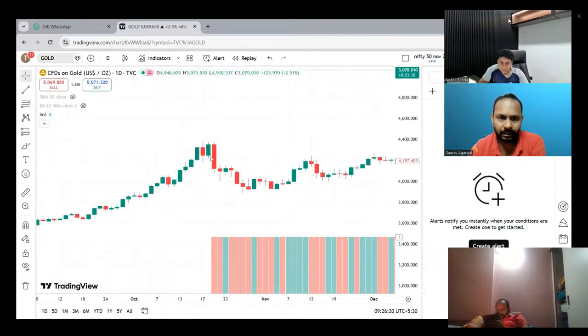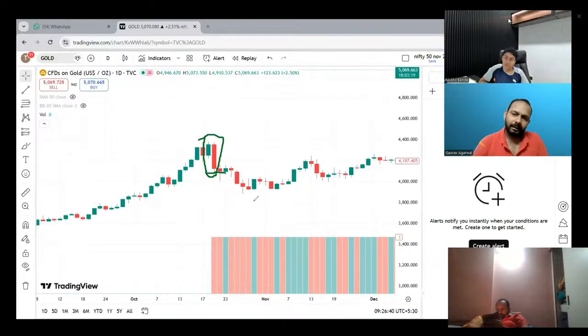See here, you can see that a big bearish engulfing has formed on the daily chart, right? So once it breaks this area, you can take a short position there for swing trades, maybe 4 or 5 days or 1 week like that. You can do that.